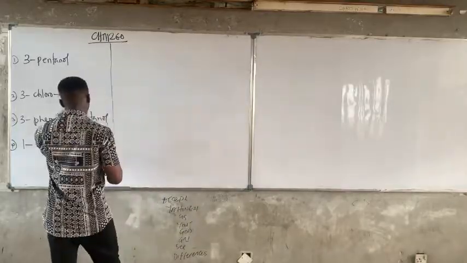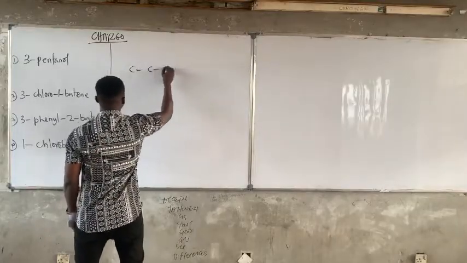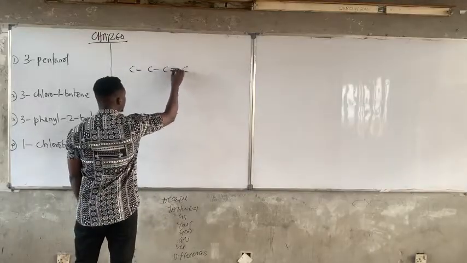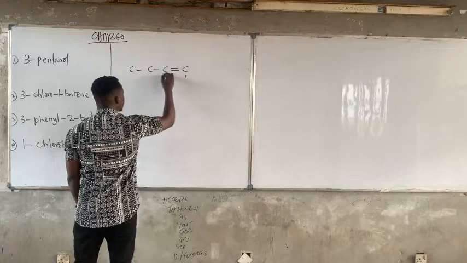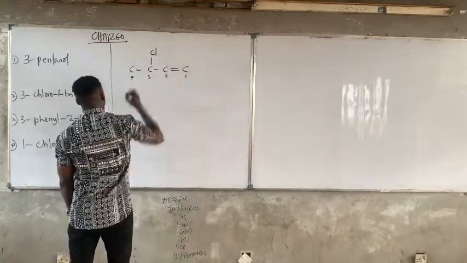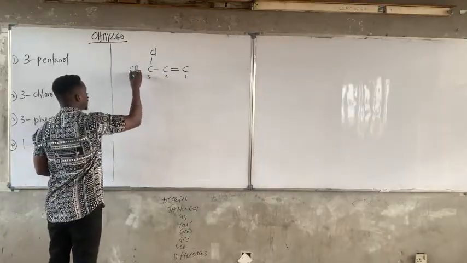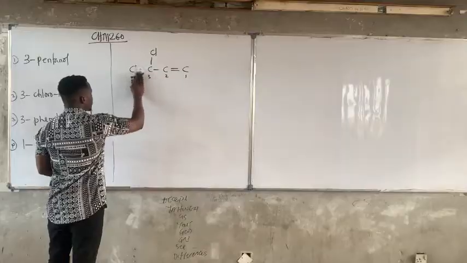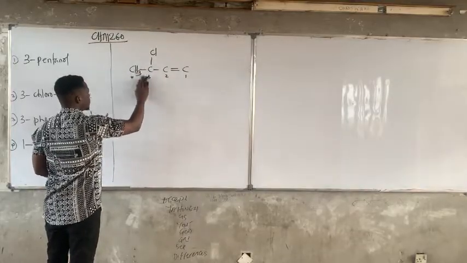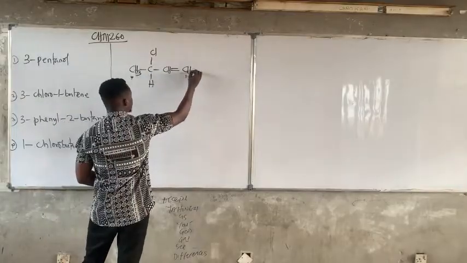The next one is 3-chlorobut-1-ene. So butane is 1, 2, 3, and 4. Now, 1-butene means there's a double bond at carbon 1. So let's draw carbons 1, 2, 3, and 4. 3-chloro means there is a chlorine here. Now, let's complete this guy. We have CH3 here. Here will be CH3 because there is 1 bond here. So this guy, 4 minus 1 is 3. You put your H here, and here is H, and here is CH2.